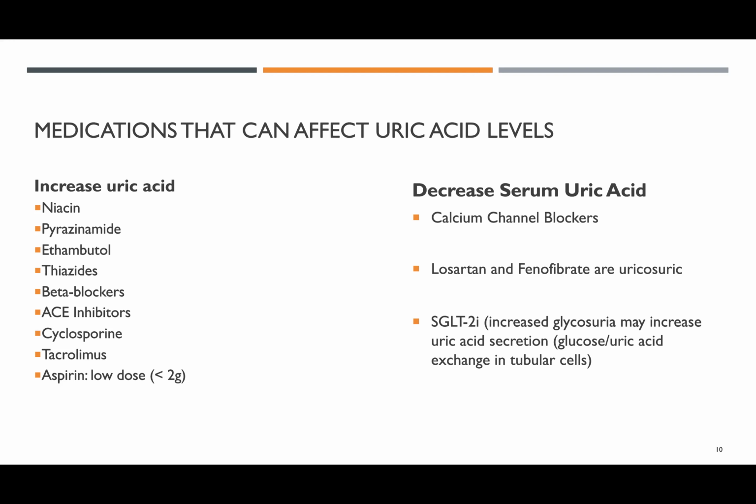But not all medications are offenders of gout. Some of them are tangentially helpful. So, for instance, decreasers of serum urate are calcium channel blockers. Both losartan and fenofibrate are uricosuric, so they make you pee out more uric acid. And SGLT2 inhibitors are theorized, by their glycosuric effect, to also have increased uric acid secretion, given that they're the shared transporter.